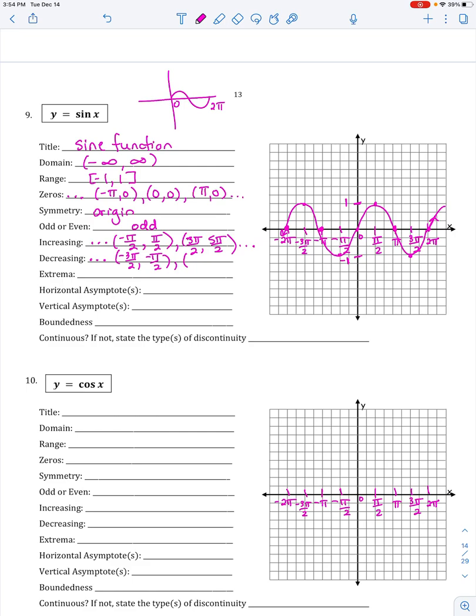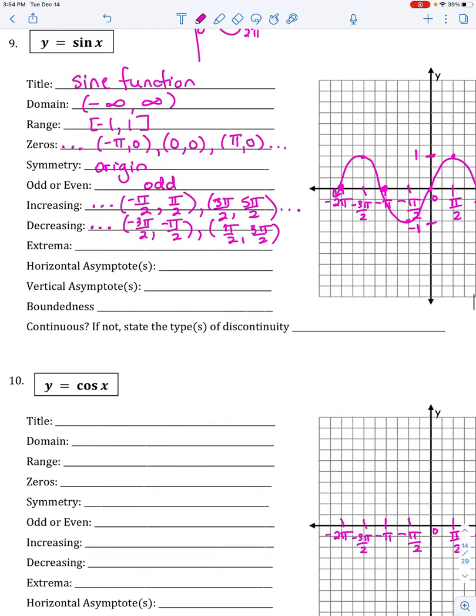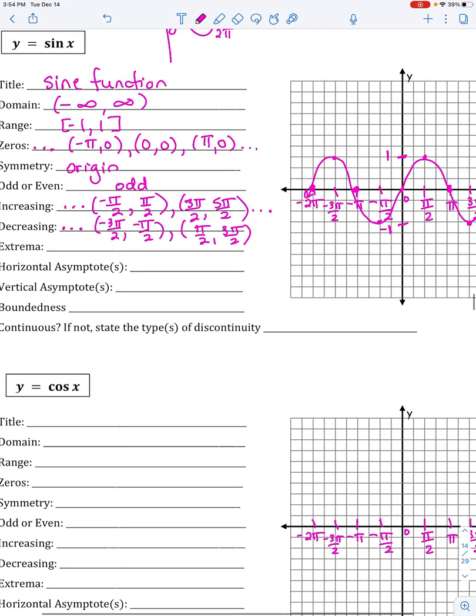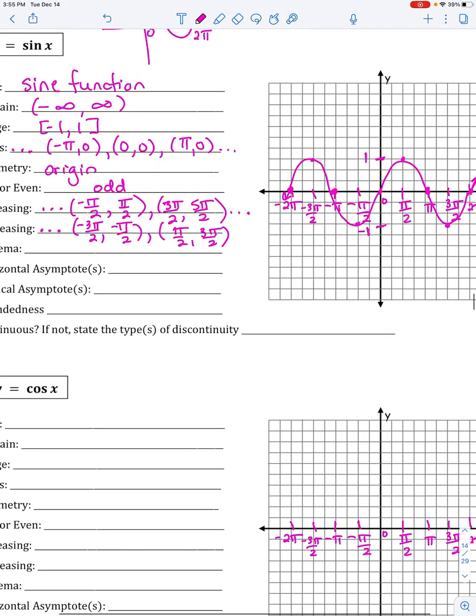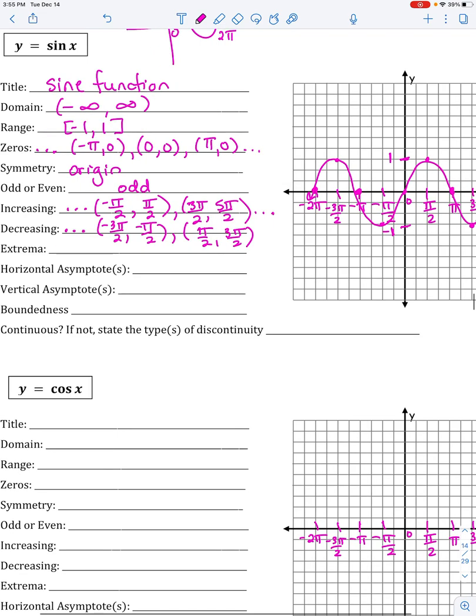Sorry, it's hard to read my writing. It stops decreasing at 3 pi over 2. All right, there are extrema. There's an absolute and local max and min at 1 and negative 1. So we would say local and absolute max at 1, and a local and absolute min at negative 1.